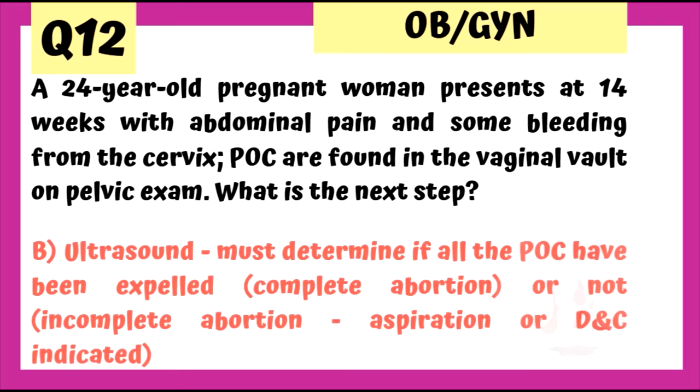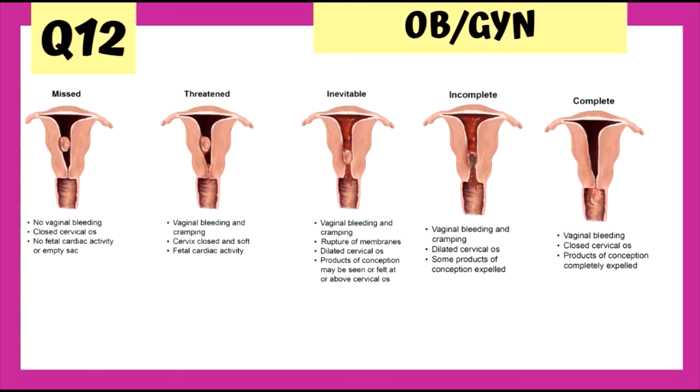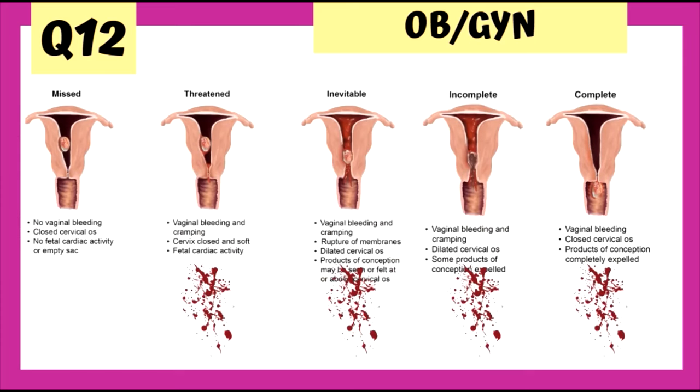And the reason is because we must determine if all the products of conception have been expelled, in which case it would be a complete abortion, or not, in which case it would be an incomplete abortion. And there we'd have to do something like aspiration or a D&C. All right, here are the different types of abortion, and just remember that the missed abortion is by definition the one where we don't see any vaginal bleeding.